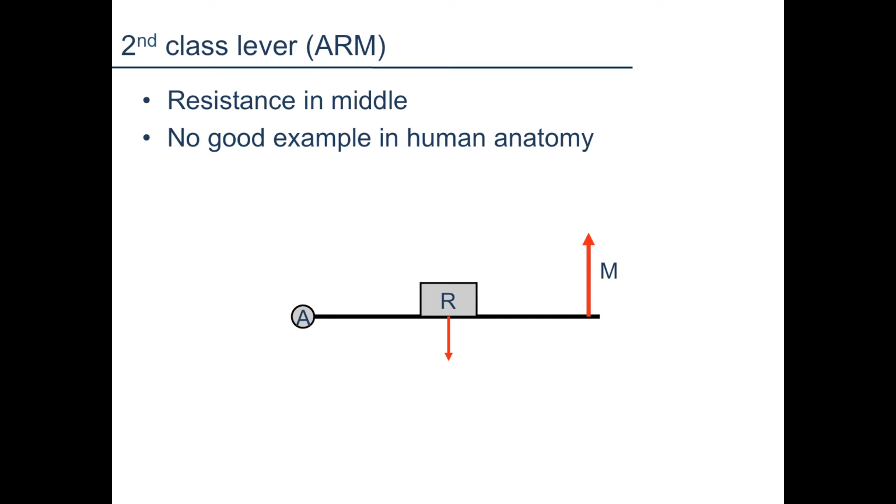The second-class lever has the resistive force in the middle. This system is what you see in a wheelbarrow that is used to move heavy loads. However, this class of lever is very rare in our body.